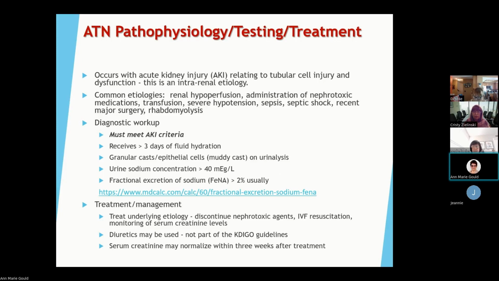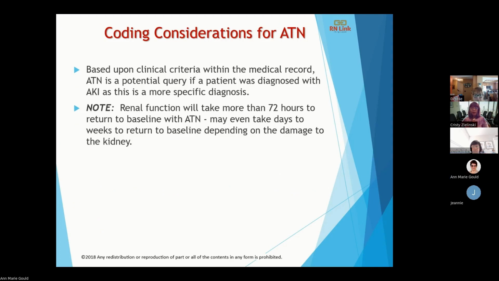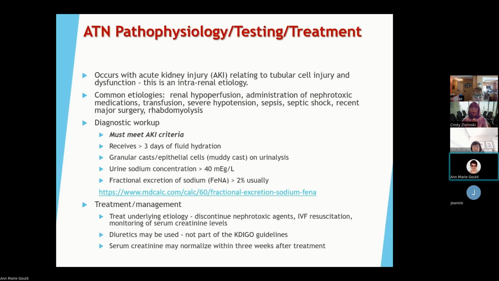So that just gives you an idea of what we look for on the inpatient side, because then the docs will see them on a regular basis, outpatient follow-up. So coding considerations. Just FYI, if you want to query ATN, I use this calculation here just to give the doctor some information on what is the FENa, so at least he could have additional information to document ATN if he agrees.